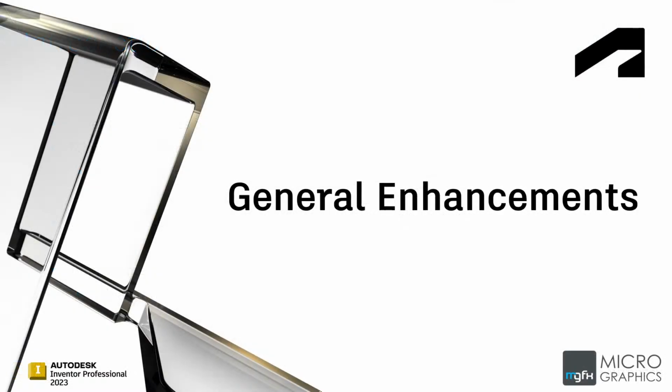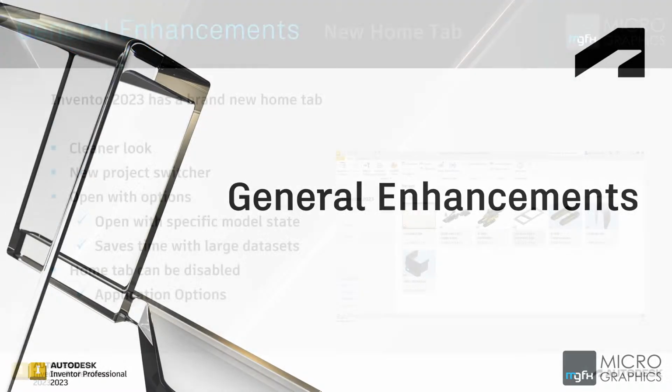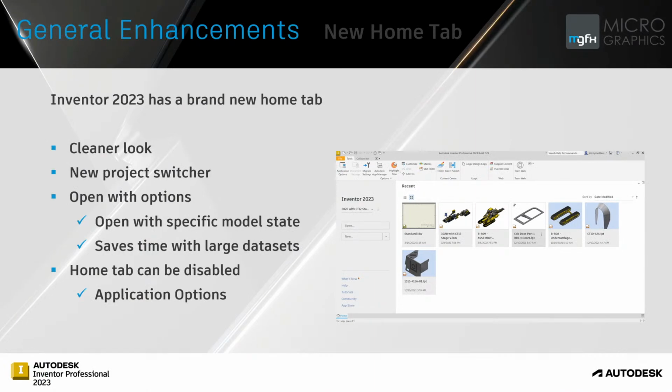So let's take a look at the general enhancements. Firstly, you'll find that Inventor 2023 has a brand new Home tab. When you start up the software, the Home tab used to be very segmented with big icons on the left and right, and you had a big space for your project selection. That is now gone, and they've streamlined it to give you this cleaner look that you can find a snapshot of on the right.